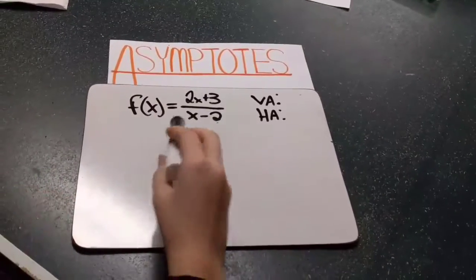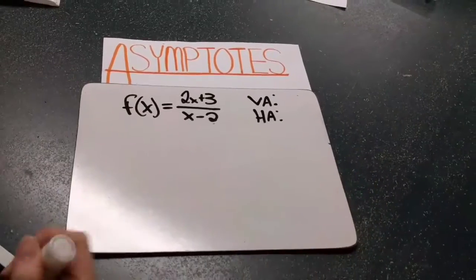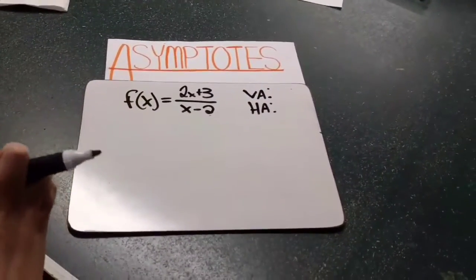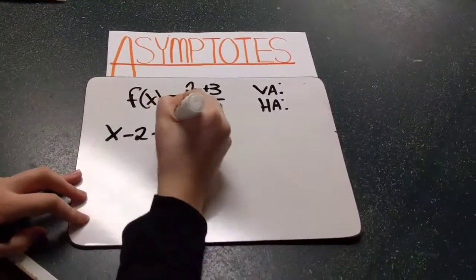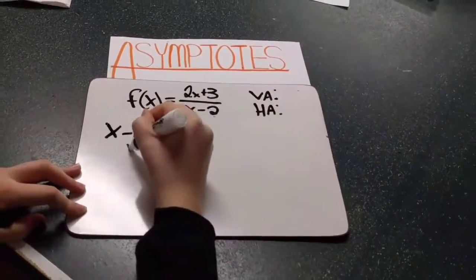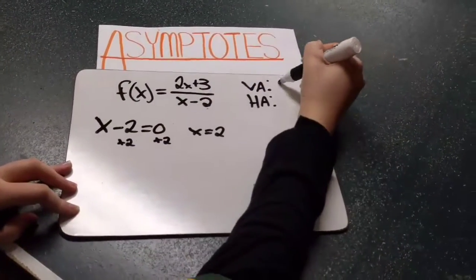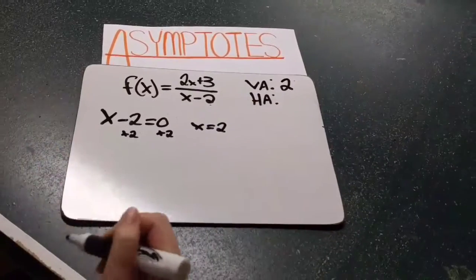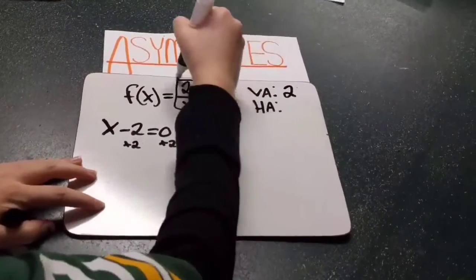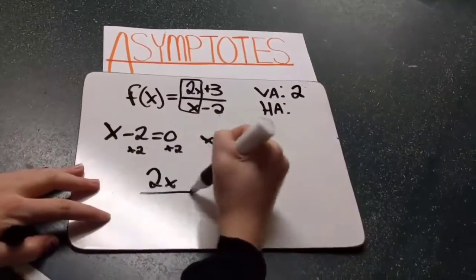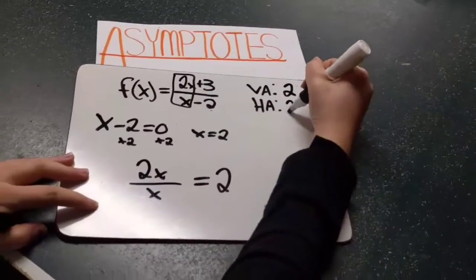So here is f of x equals 2x plus 3 over x minus 2. We're going to find both the vertical and the horizontal asymptote. So to find the vertical asymptote, we do the denominator set equal to 0. So x minus 2 equals 0. And then we add 2 to both sides to get x equals 2. So your vertical asymptote is going to be 2. Your horizontal asymptote, we look at our coefficients of x, which are right here. So we have 2x over x, and that would equal 2. So our horizontal asymptote is 2.